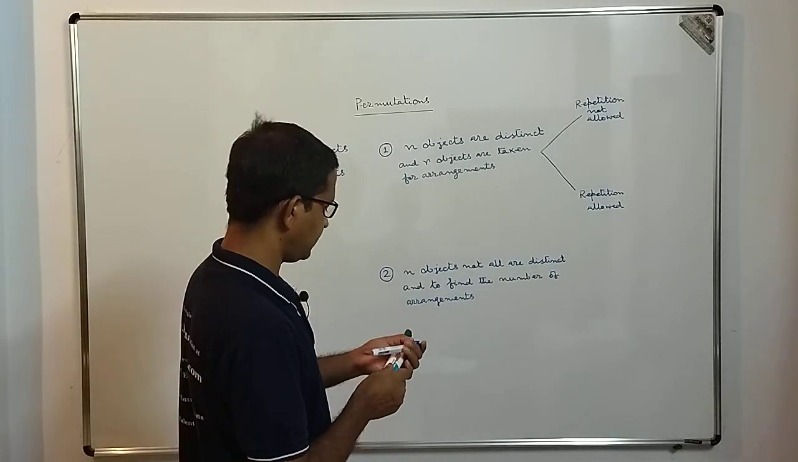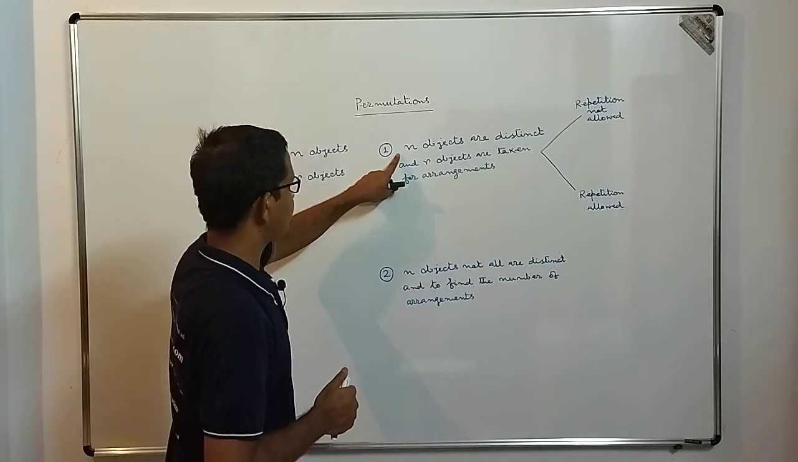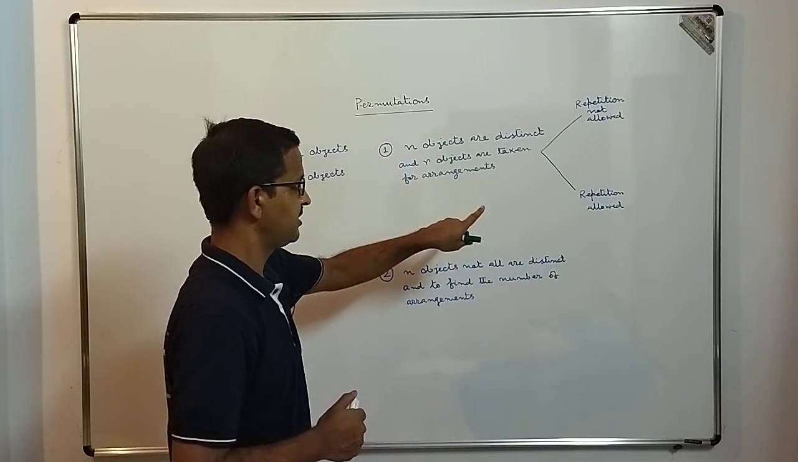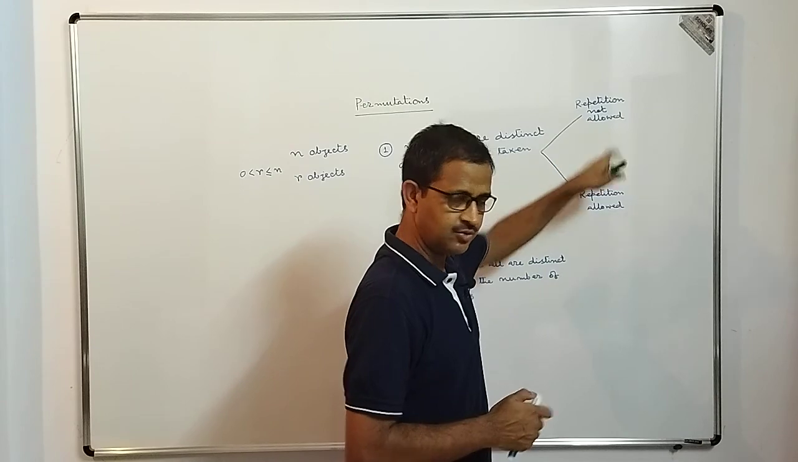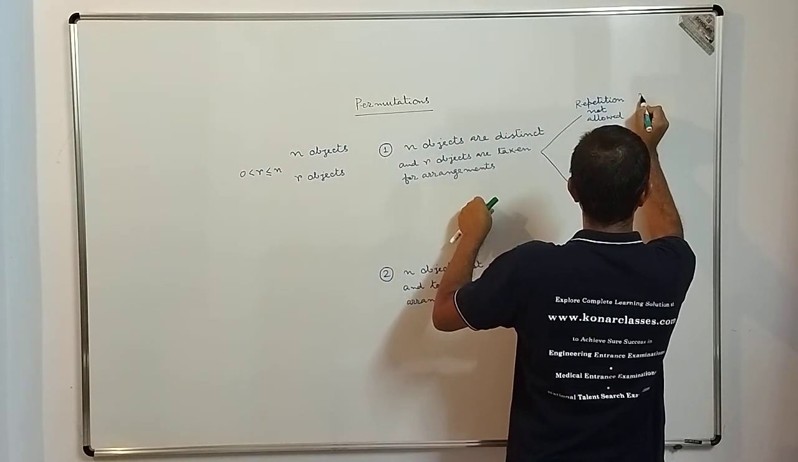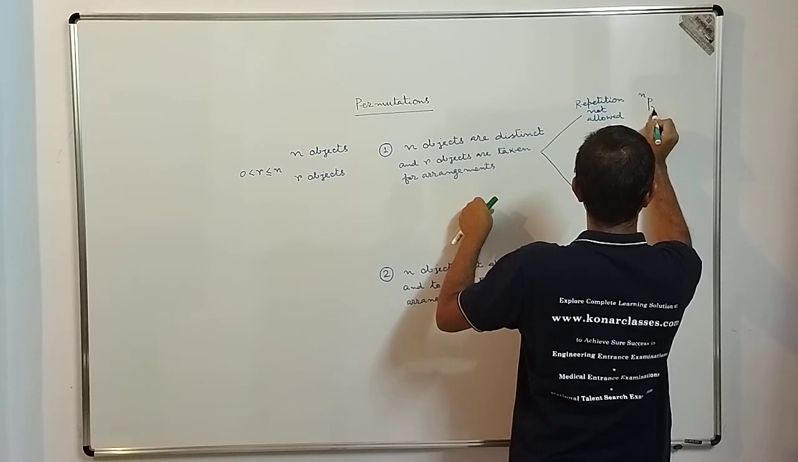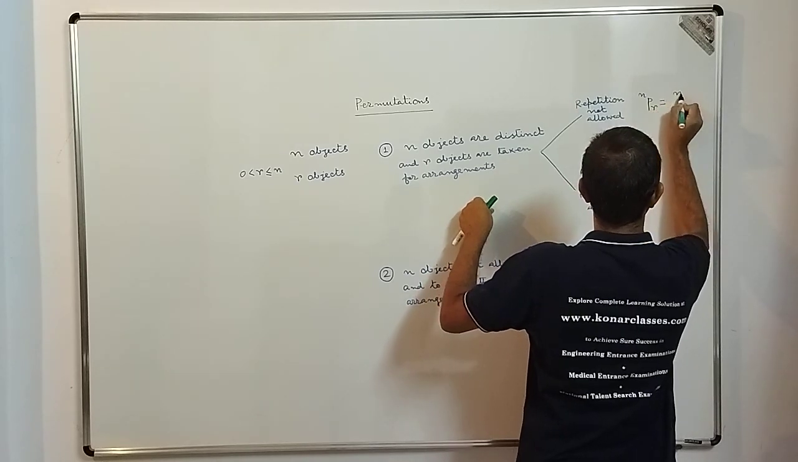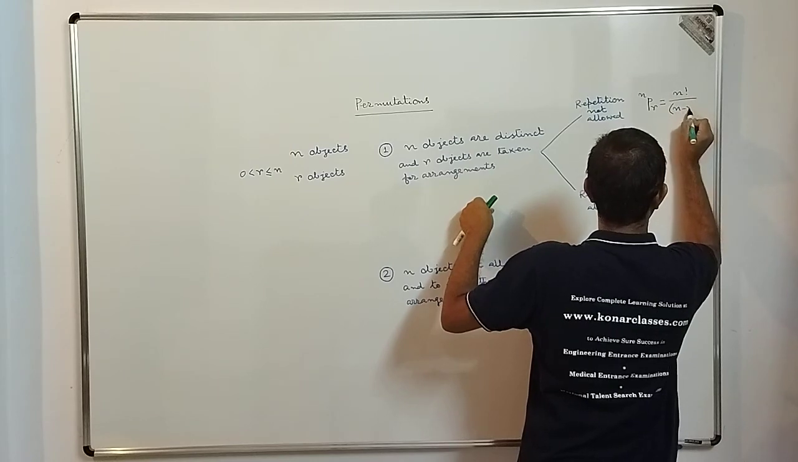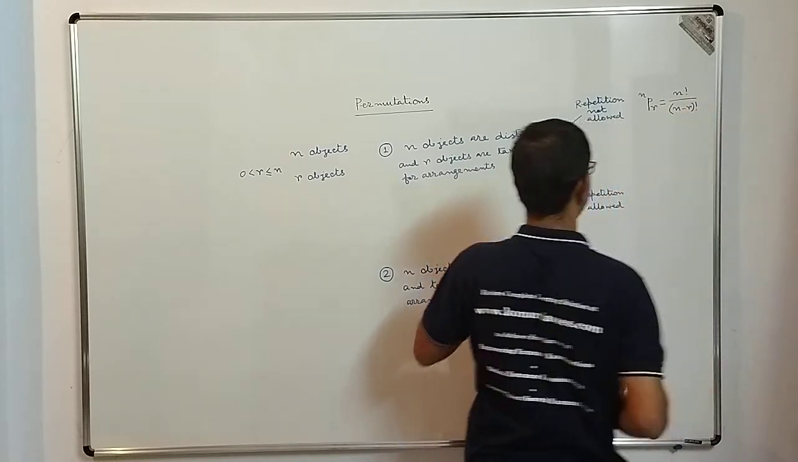Now let's look into the first case, that n objects are distinct and r objects are taken for arrangements. If repetition is not allowed, then the number of possible arrangements is nPr, which is equal to n factorial divided by (n minus r) factorial.